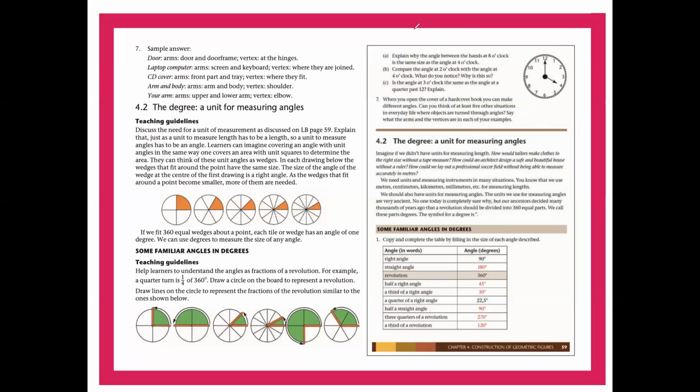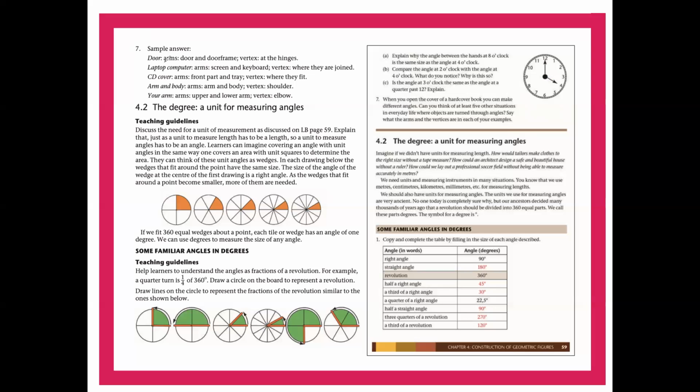Okay, and then we have number 7. When you open the cover of a hardcover book, you can make different angles. Can you think of at least 5 other situations in everyday life where objects are turned through angles? All right, so if we look at the answer here, number 7, it's basically anything that can open.